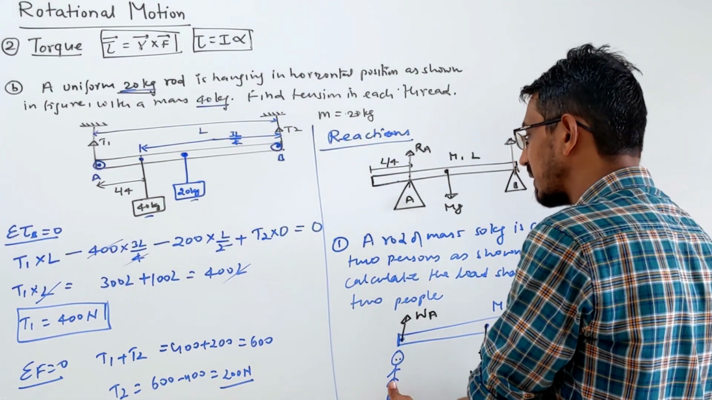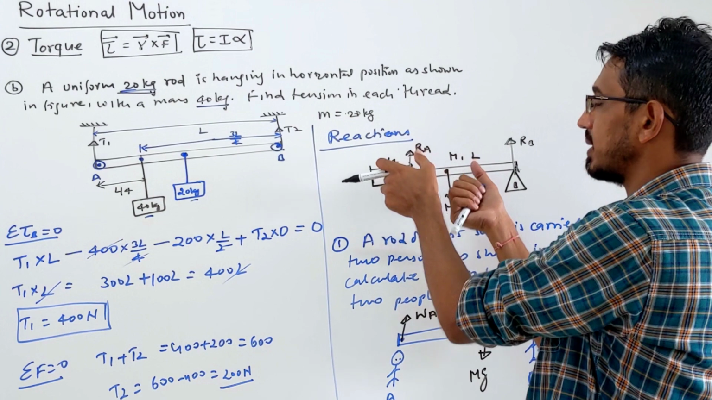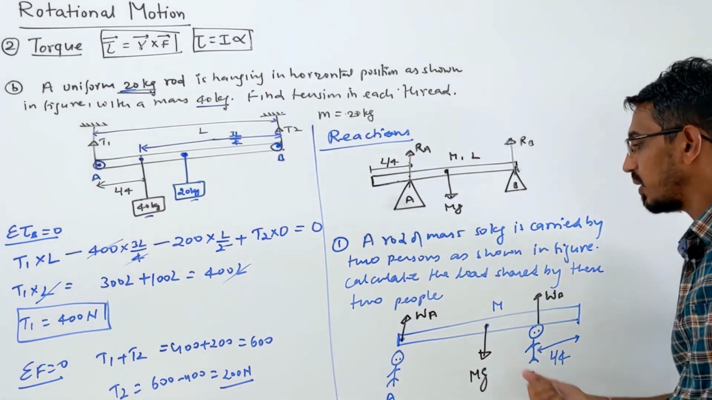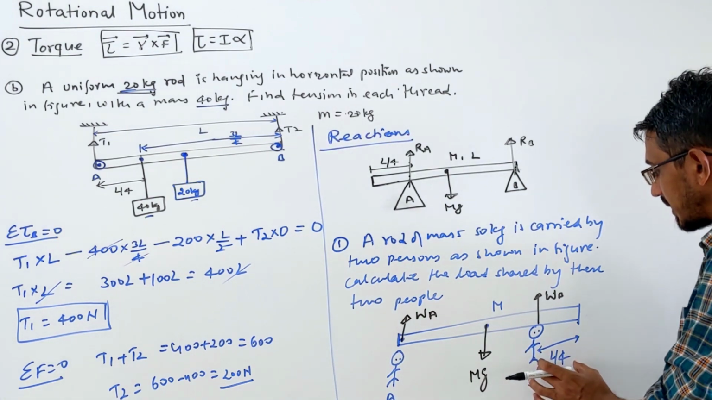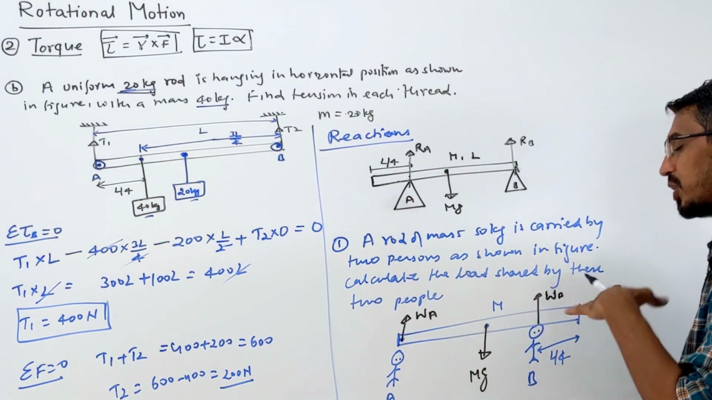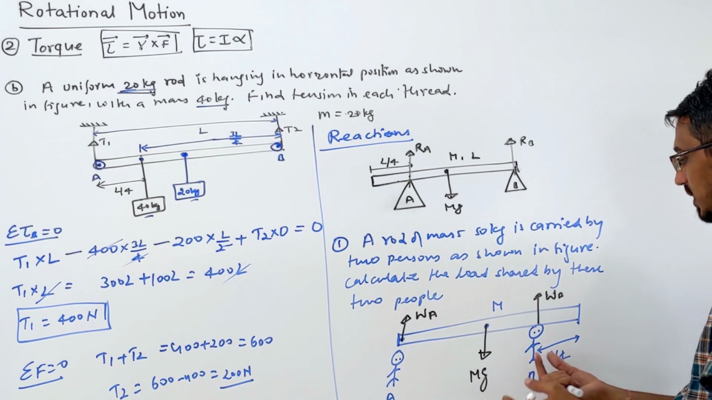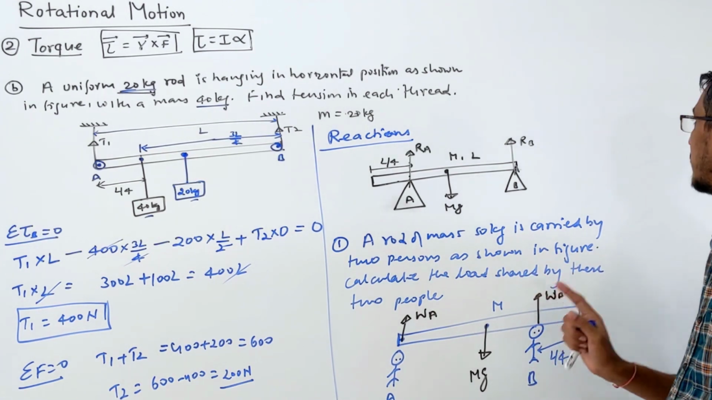They may call it the reaction. Suppose they put a knife here, they will ask how much the reactions are, or if it is people carrying, they will talk about the load share. Here the distance is given, so they will ask for the load share. If the load shared is given, they will ask at what distance this person should be. I will give another example to understand this also.